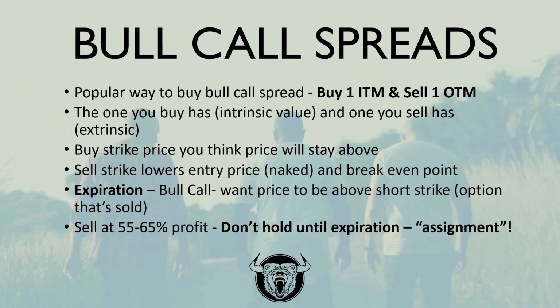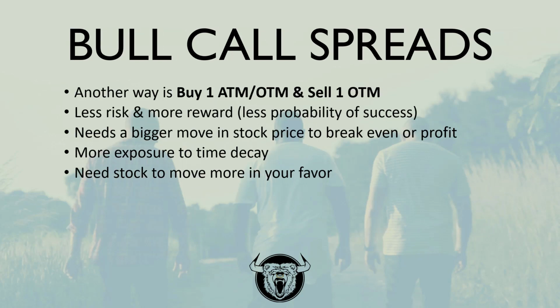Now, a popular way to buy a bull call spread is to buy one in the money and then sell one out of the money. The one that you buy has intrinsic value, and the one you sell has extrinsic value or time value. You want to buy the strike that you think price will stay above. Your sell strike lowers your entry price and your break-even point. At expiration with a bull call, you want price to be above the short strike, or the option that's sold. But again, sell at 55 to 65% of profit. Do not hold until expiration.